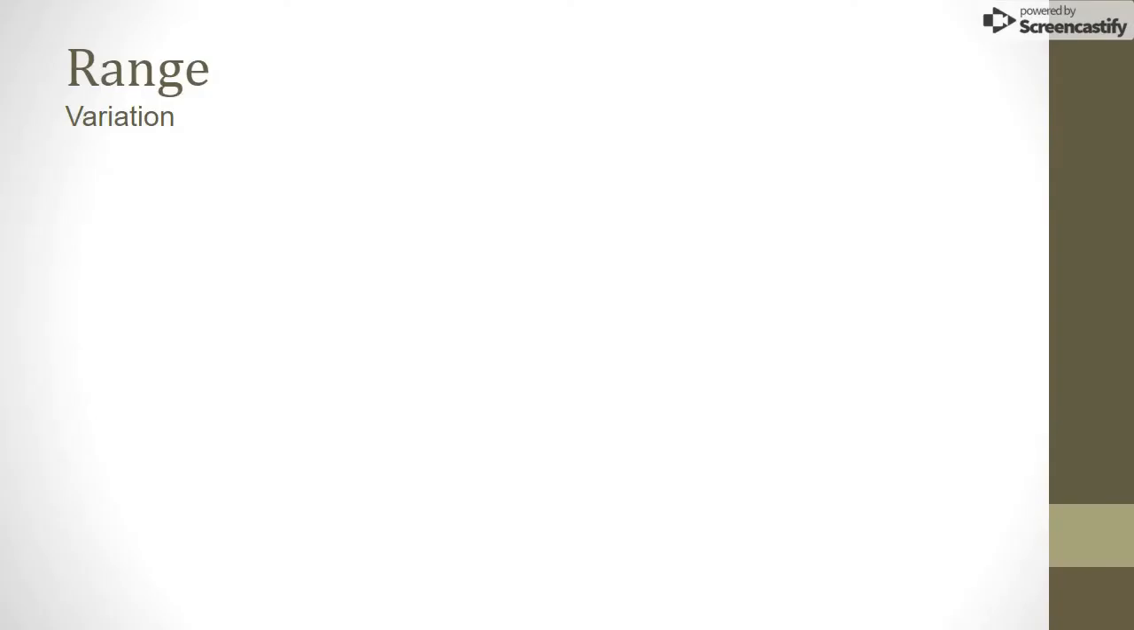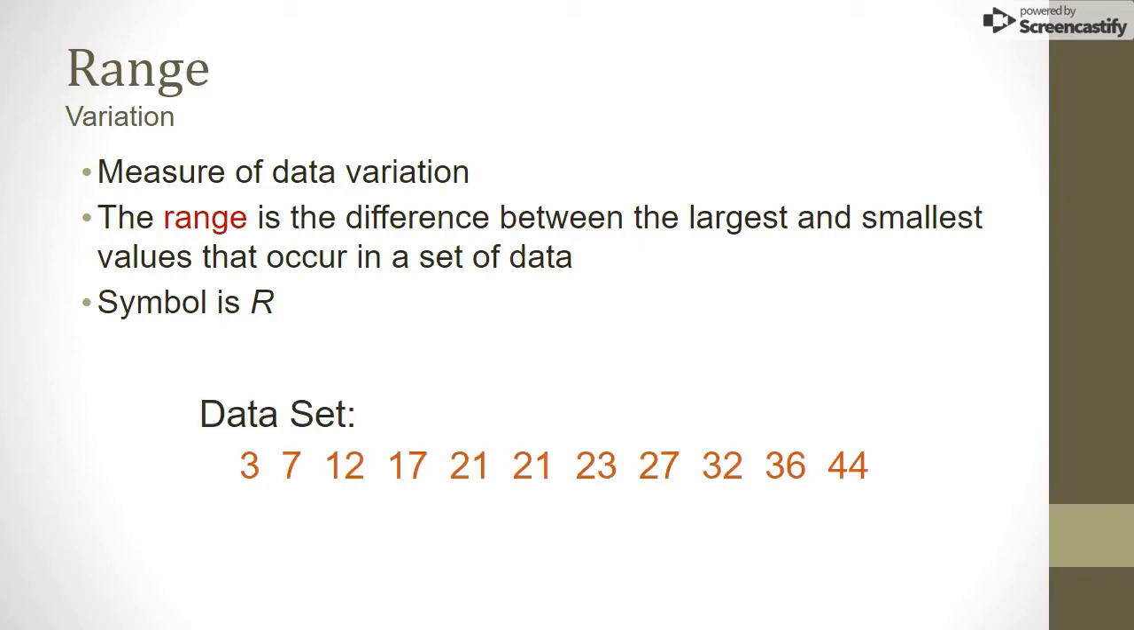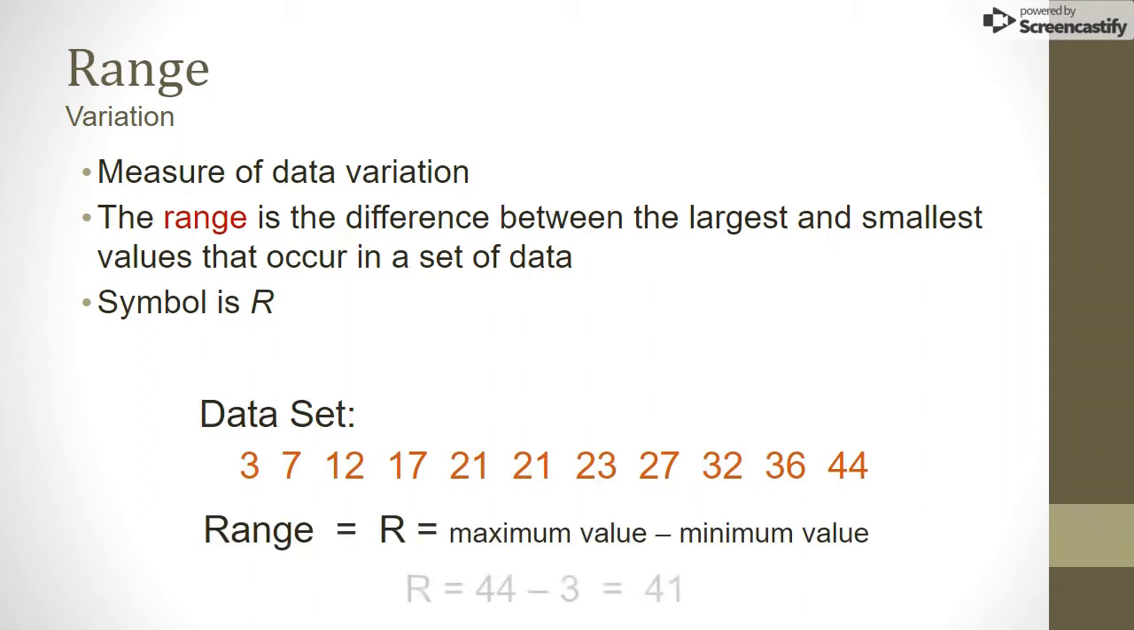One simple measure of data variation is called the range of a data set. The range is indicated by the capital letter R and is found by subtracting the lowest value in a data set from the highest. In this example, the highest value is 44 and the lowest value is 3. So the range is calculated to be 41. This number doesn't tell us much on its own, but if this range is compared to the range of another data set, we would be able to see which data set is spread out more or less.